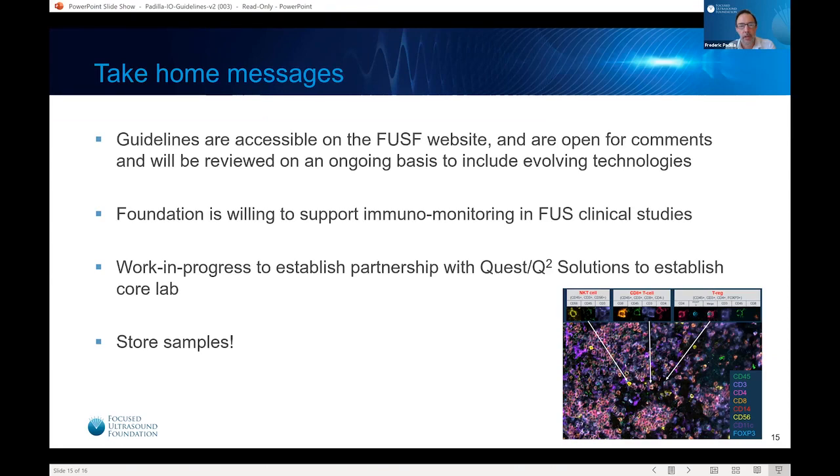We have work in progress to establish a partnership with Crest and Q-Square Solutions to establish a core lab. The idea being that in these clinical studies, you could send your samples to this core lab to have a homogeneous analysis of both histology and flow cytometry, and more genomics also might be included. And again, we emphasize the recommendation to store samples, really important.